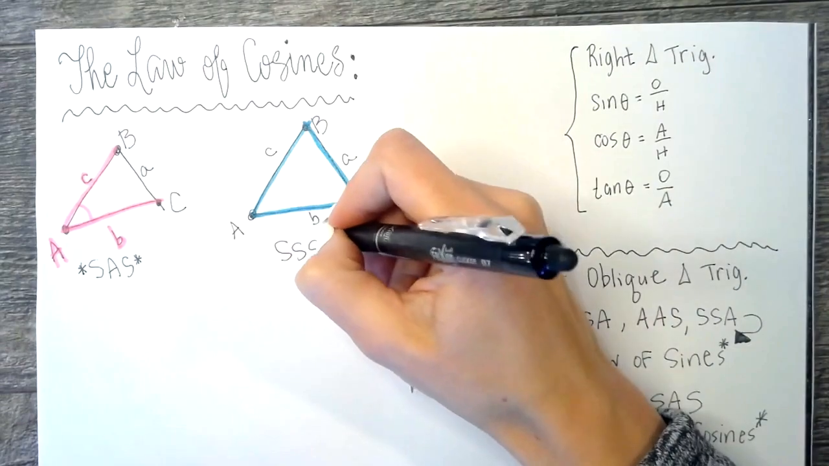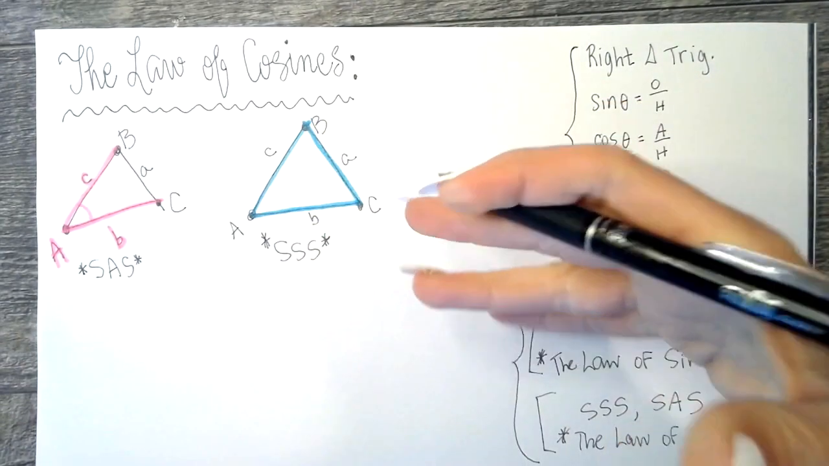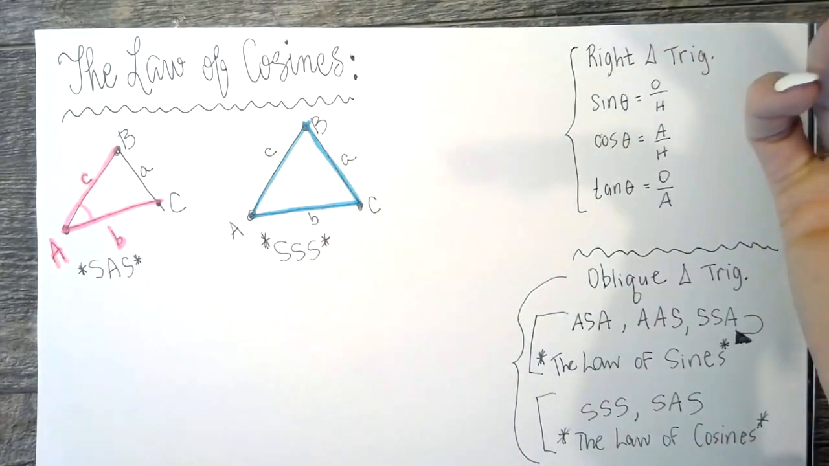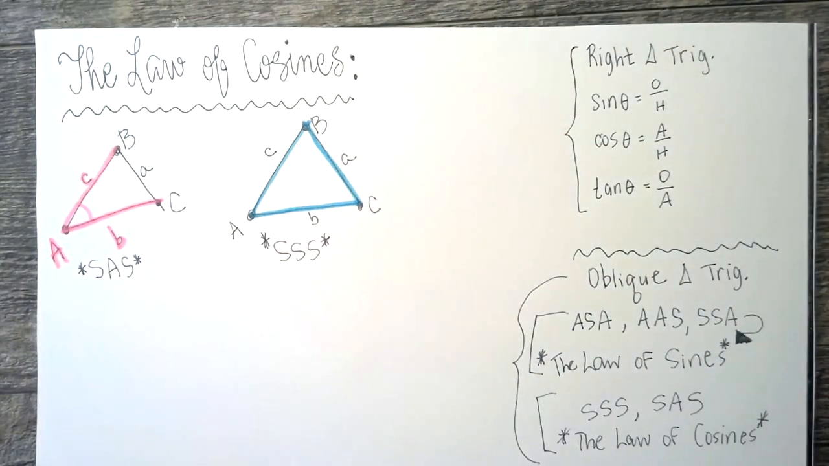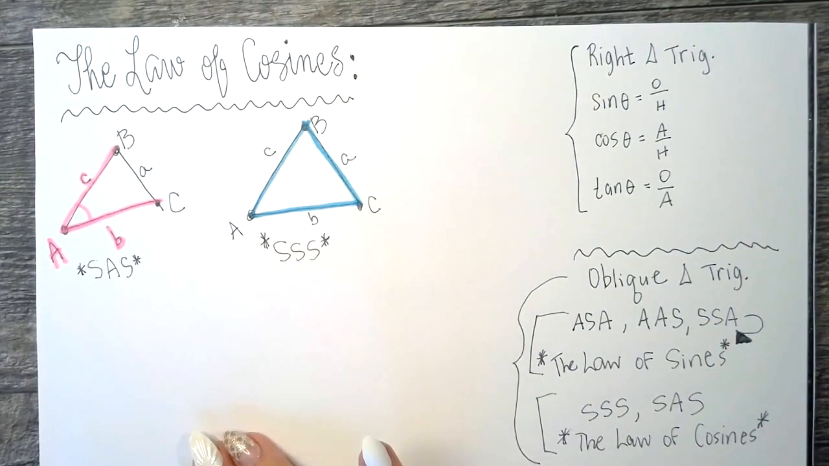My advice to you, big time advice, is when you're solving a side side side triangle, you should always strive to find the biggest angle first, and don't forget the biggest angle is across from the biggest side.